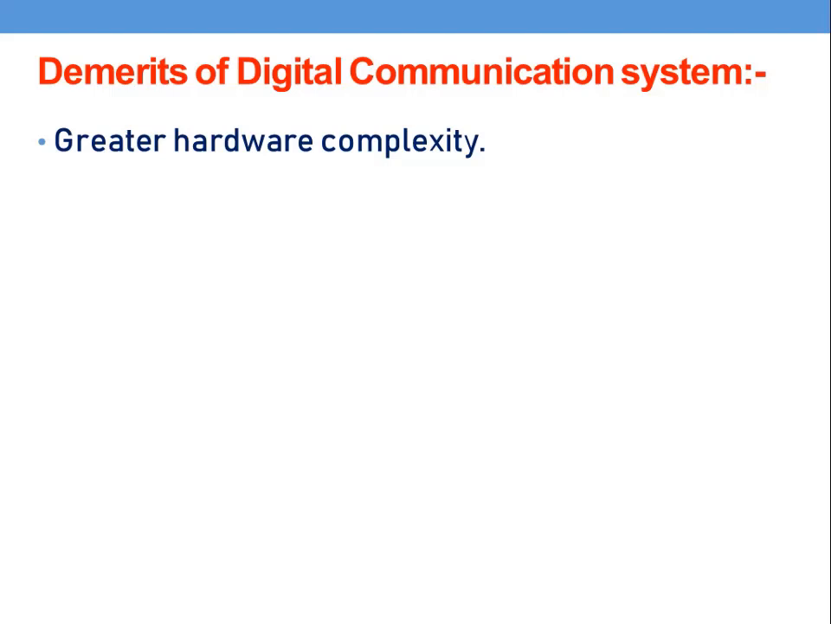Sometimes digital communication system require complex circuitry because the signal has to transmit very faster and it has to be more reliable, so that in digital communication system we require greater hardware complexity. As the circuit complexity is increased, cost of the device also increase in digital communication system.